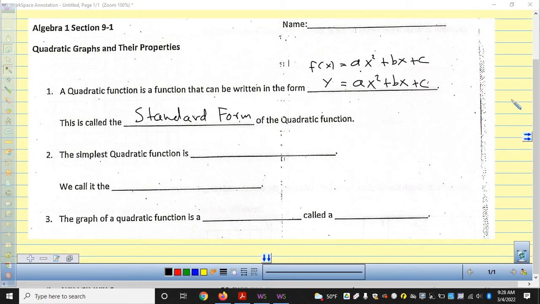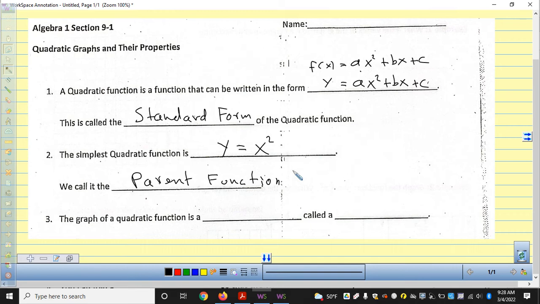The simplest quadratic function is y equals x squared. That's our simplest quadratic function. In Chapter 9, and in general, you'll see this if you go on to Algebra 2 or pre-calc as well, we call this the parent function. Y equals x squared is the parent function for quadratic functions.